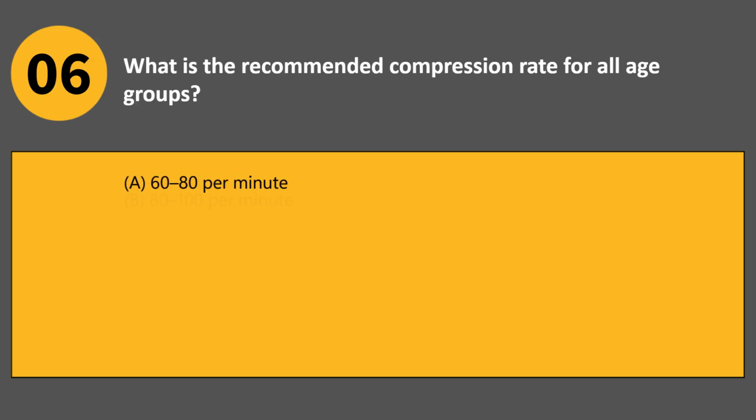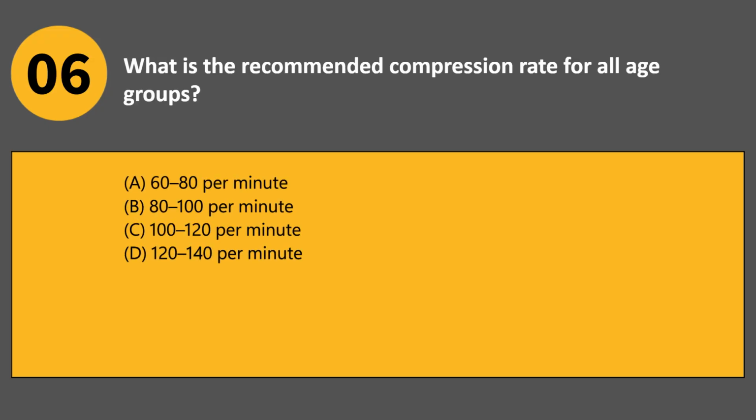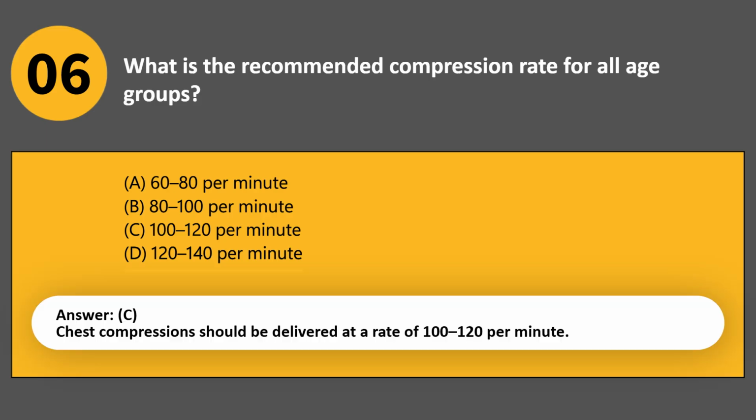What is the recommended compression rate for all age groups? A. 60 to 80 per minute. B. 80 to 100 per minute. C. 100 to 120 per minute. D. 120 to 140 per minute. Answer C. Chest compressions should be delivered at a rate of 100 to 120 per minute.